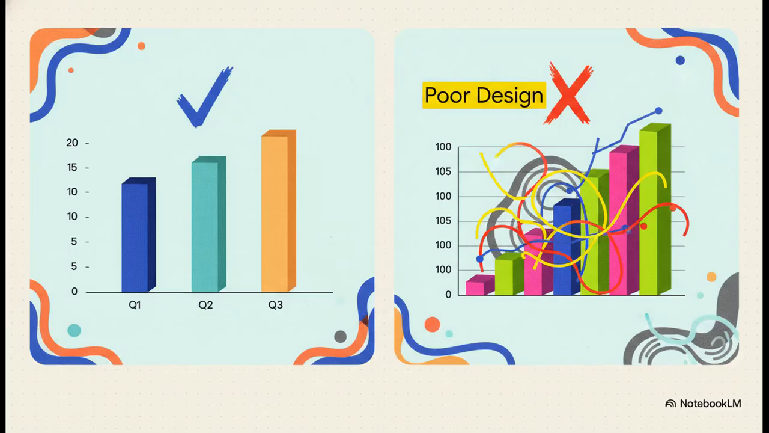So here's the difference in a nutshell. Good design is all about clarity. It supports the message and uses proper, honest scales. Poor design, on the other hand, is just cluttered. It's full of distracting stuff. We're talking weird 3D effects, busy backgrounds. Some people call it chart junk. And it can even use sneaky, misleading scales to twist the truth, whether it's on purpose or not.